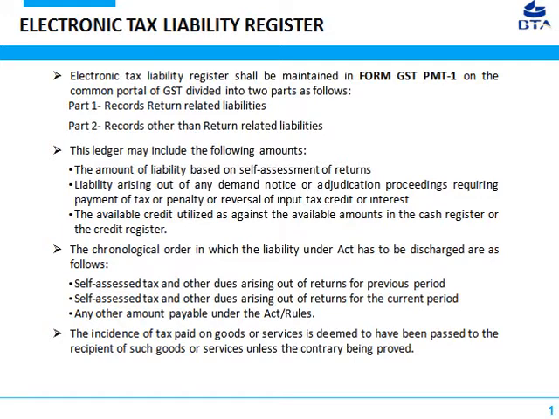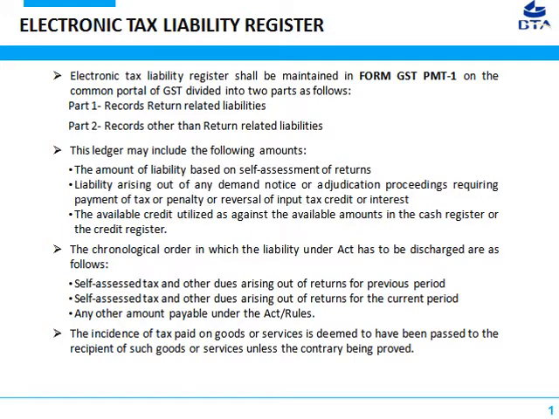The possible debits to the Electronic Tax Liability Register may include the amount payable as determined by a proper officer in pursuance of any proceedings, or the amount of interest that may accrue from time to time. The possible credits to the ledger can be relief given by the appellate authority or reduction in penalty.